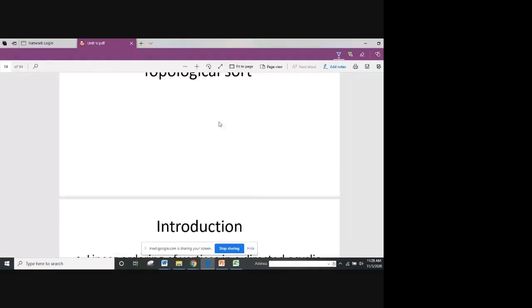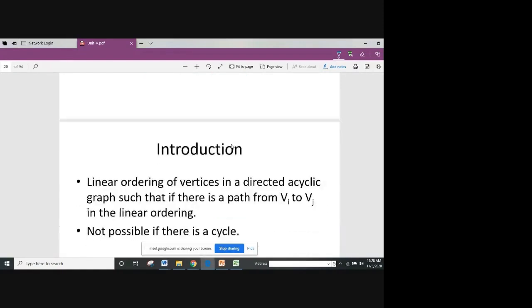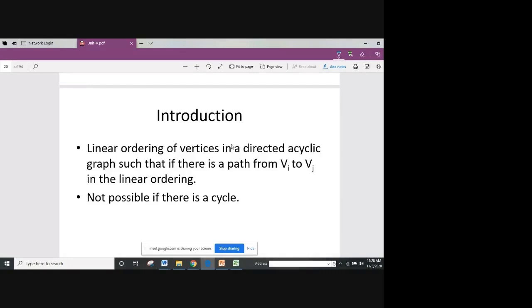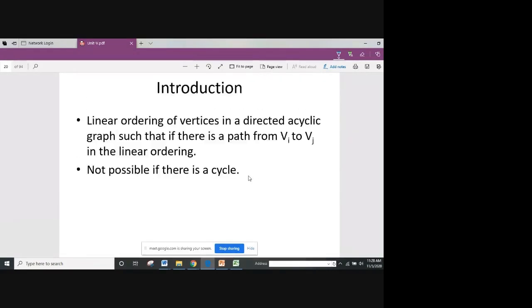Complexity, and we'll study that later. Now I'll go into the problem. Topological sort. This is one kind of sort which we do, how the sorting is happening from the particular graph, how you are going to sort it.